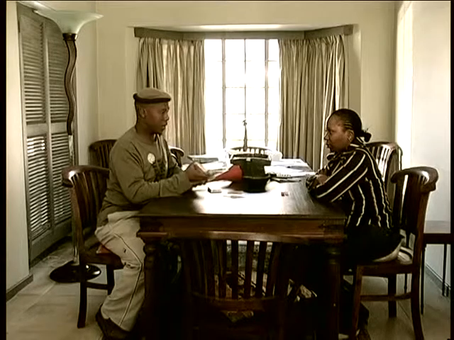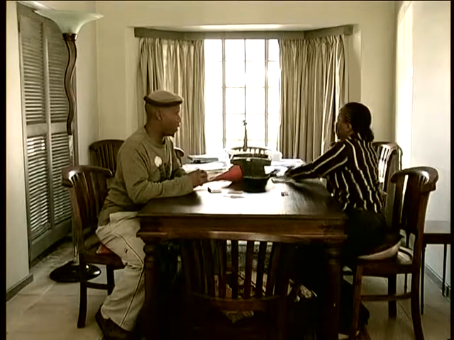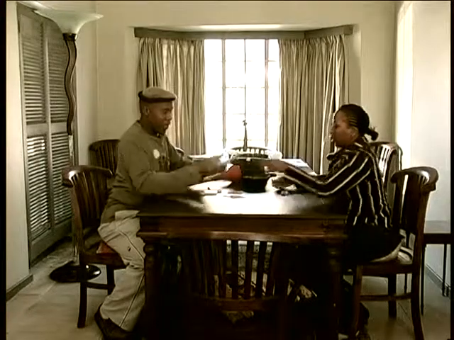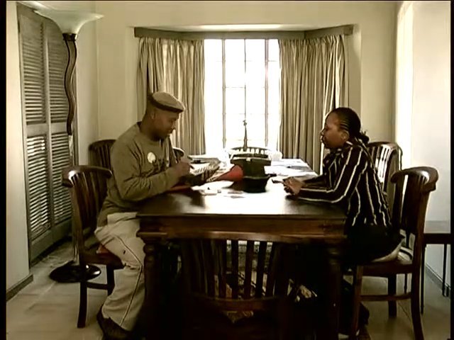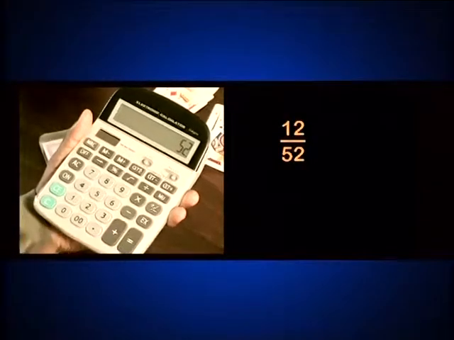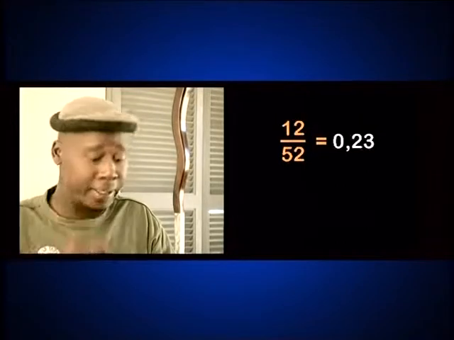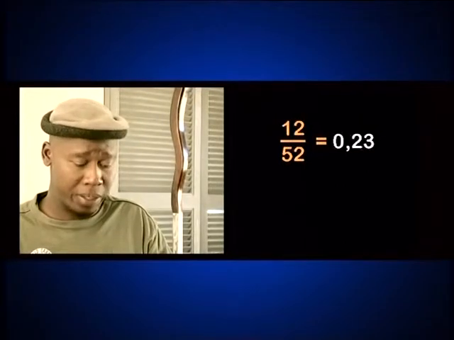I need to find my odds. Can I have a calculator, please? Okay, there we go. Thank you. 12 divided by 52 is equal to 0.23. So we'll take that as 0.23.